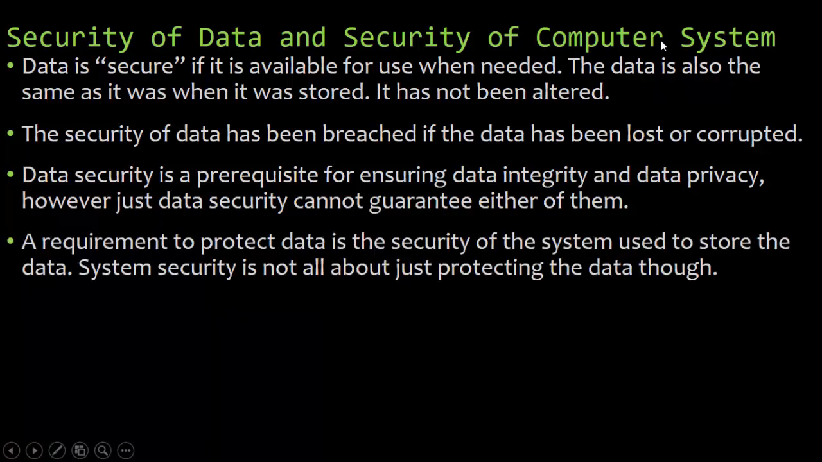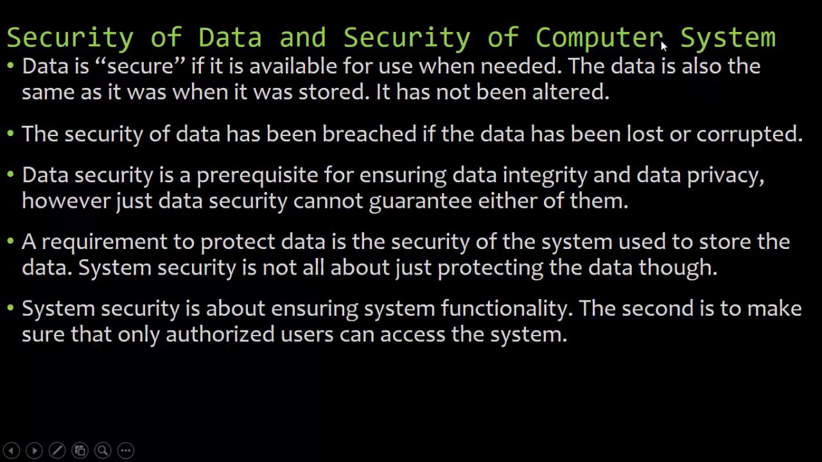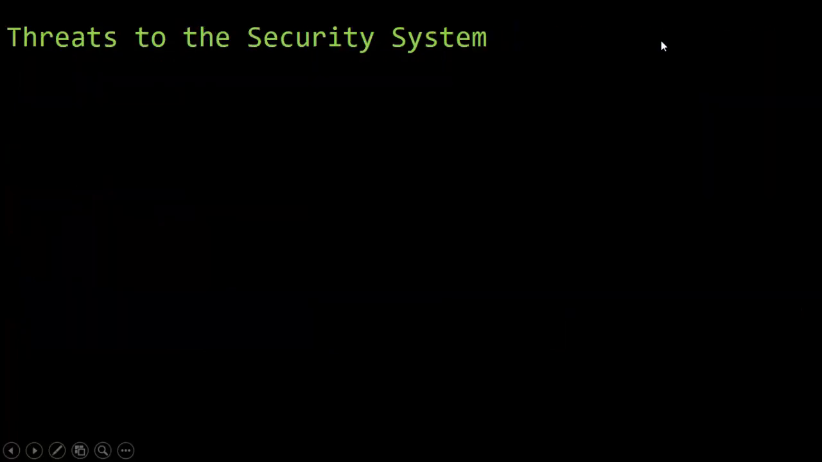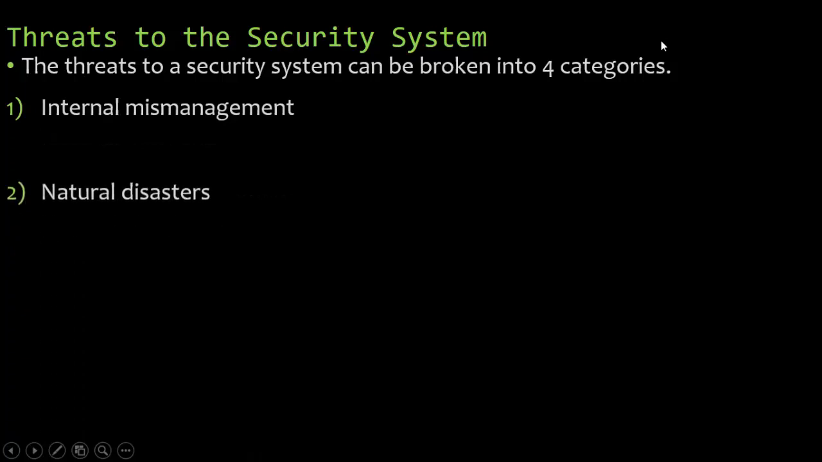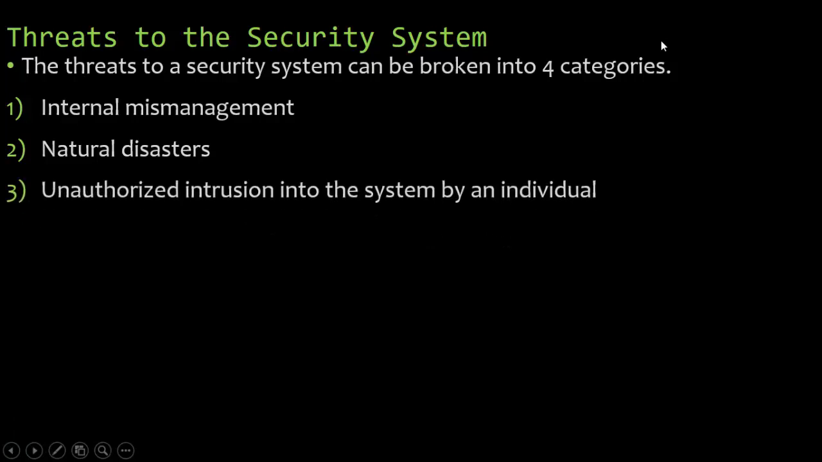Now, a requirement to protect data is the security of the system that's used to store the data. But system security is not all about just protecting the data, though. System security is about ensuring system functionality. The second is to make sure that only authorized users can access that system. Now, there can be threats to the security system, and they can be broken down into 4 categories. The first one is internal mismanagement, and we'll talk about all of these. Natural disasters, these would be like your earthquakes, hurricanes, floods, unauthorized intrusion into the system by an individual, or malicious software entering the system.